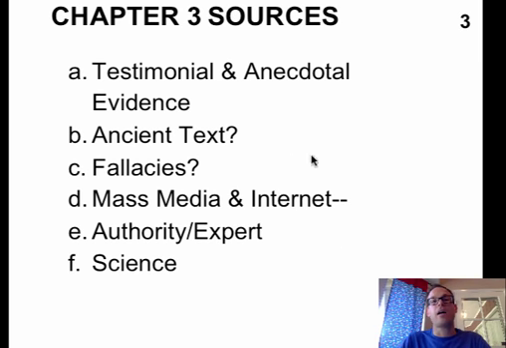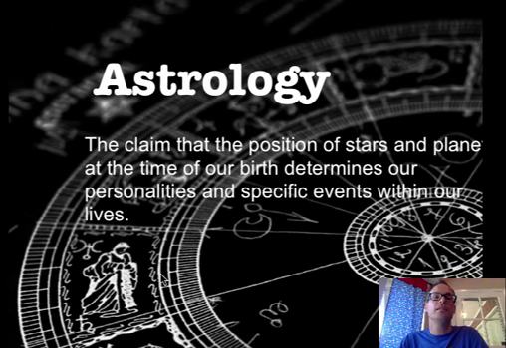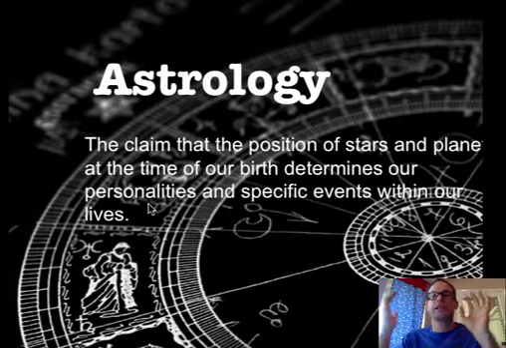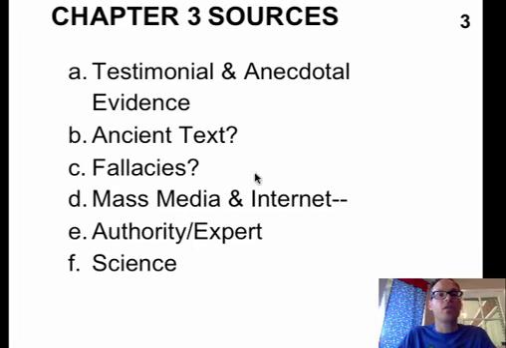Okay, this is just an outline of what I just went over, but if you're taking notes, this might be a good way to start it out: testimony and anecdotal evidence, ancient text, fallacies, mass media and the internet, authority or expert, and science. This is just going to be like a little checklist that you're going to have in your head. All right, how are we going to examine sources? How are we going to look at all this different stuff?